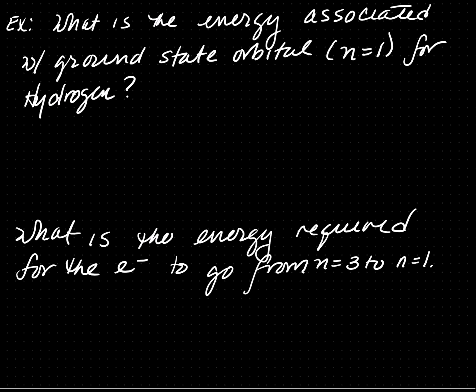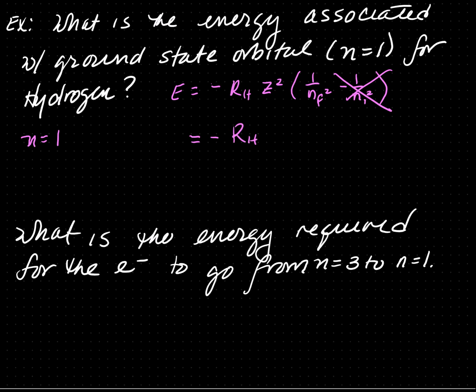In our first example, what is the energy associated with ground level state orbital N is equal to 1 for hydrogen? So we're looking for energy, and we know the ground state is equal to 1. So Bohr's equation is E is equal to negative RH Z squared, 1 over N final squared minus 1 over N initial squared. Since there is no other energy level, this cancels out. So this becomes negative RH Z squared over N squared.